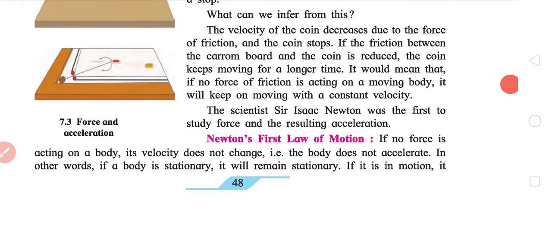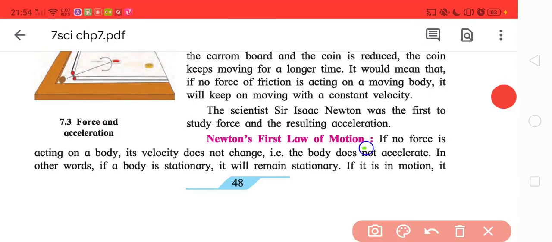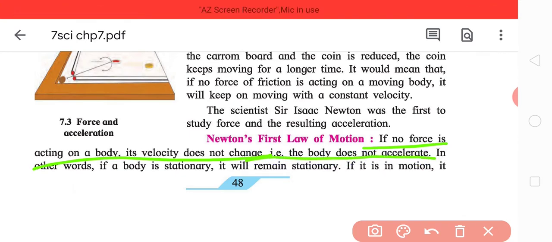This is actually really true. If no force is acting on a body, its velocity does not change. That is, the body does not accelerate. Consider a table. The table stays like this for as much time as we want it to. The table won't move until I push it. That is, I'm applying force, by pushing it or by pulling it. So unless I apply a force, the table won't move automatically.